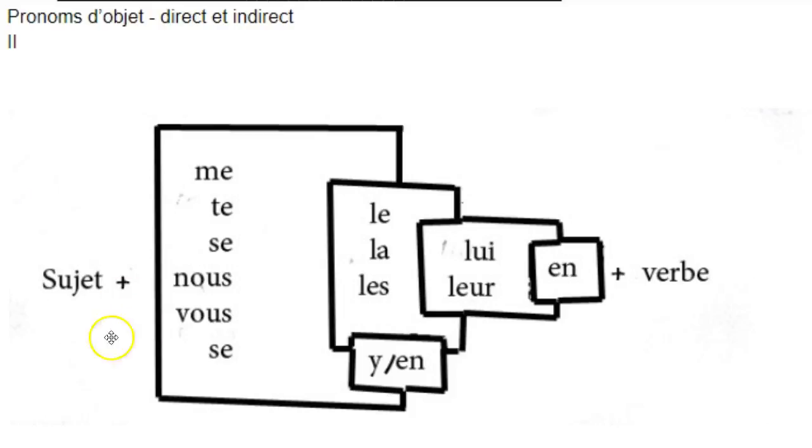You notice here on the left it says sujet, that's just the subject, plus, and then you notice that there are a number of boxes here. Well, these boxes indicate to you the object pronouns. Now, what's an object pronoun? Well, an object pronoun is just the word that replaces the object in a sentence.